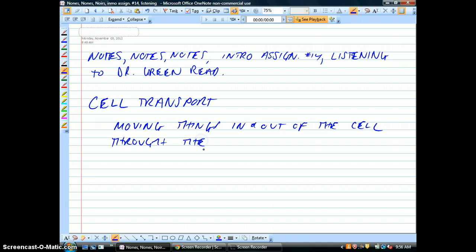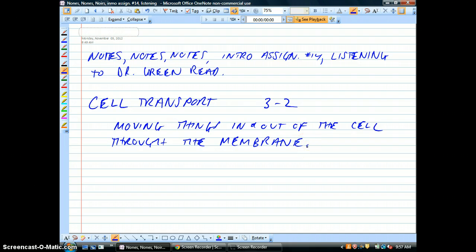Now, what I'm doing here is just a brief summary of what we've been talking about in this section of the book, which is section 3-2, through the membrane. So we're moving things through the membrane, which obviously is very important.